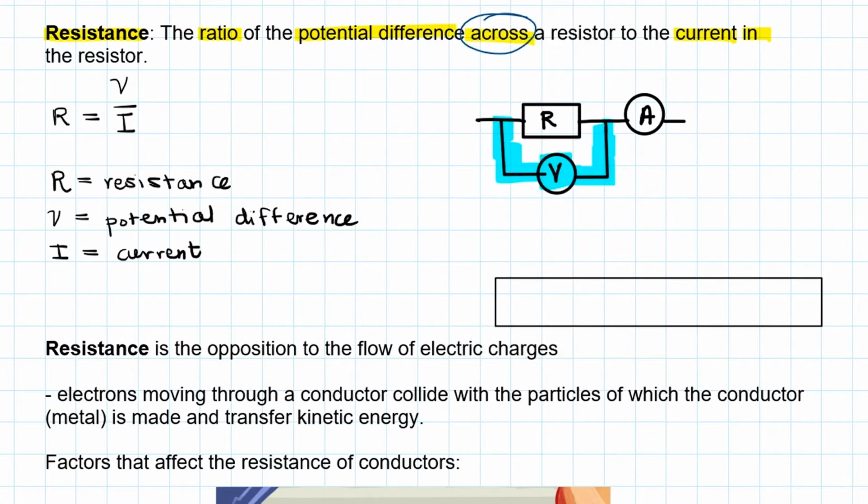On the other hand, when it comes to current, we measure current with an ammeter. And as you can clearly see, an ammeter is connected in series to the resistor. Therefore, we measure current in the resistor, or we could say the current through the resistor.